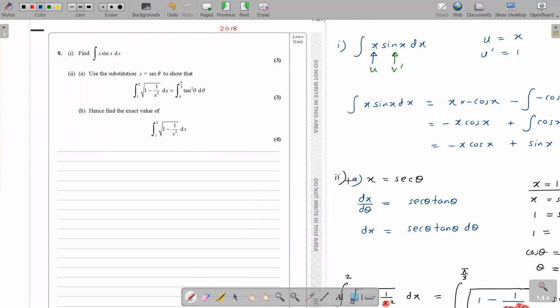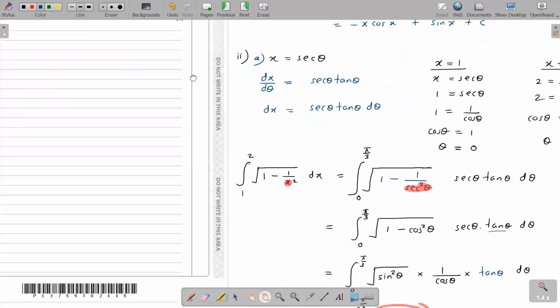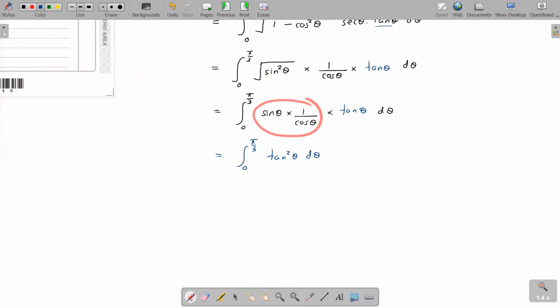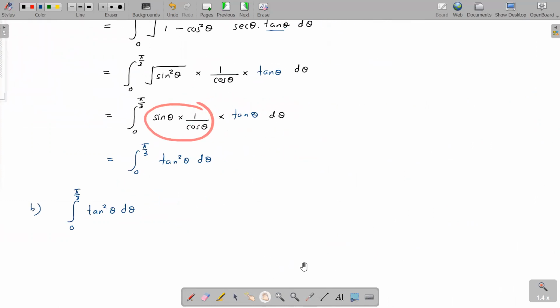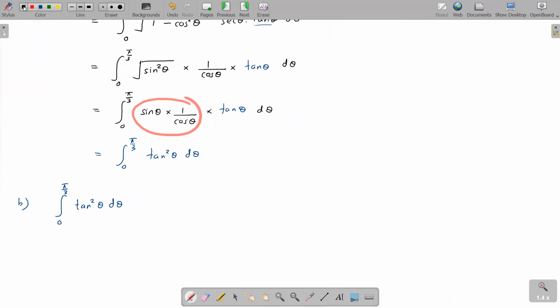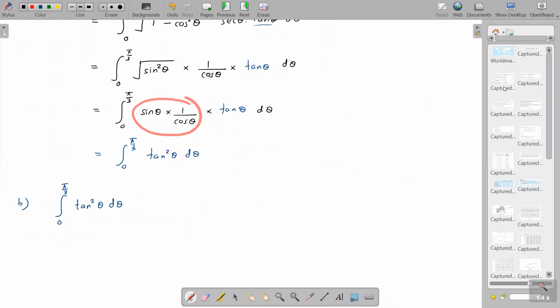Then Roman number 2, part B. Hence, find the exact value of the integration of 1 over root 1 minus 1 over x square. So how do we do that? Now we don't work with this. We work with the answer that we found in part A. So let's continue the integration. How do we integrate tan square? Do we know how to directly integrate tan square? I think if you look at the integration rules in the textbook, the rules that I have given to you, you will see.